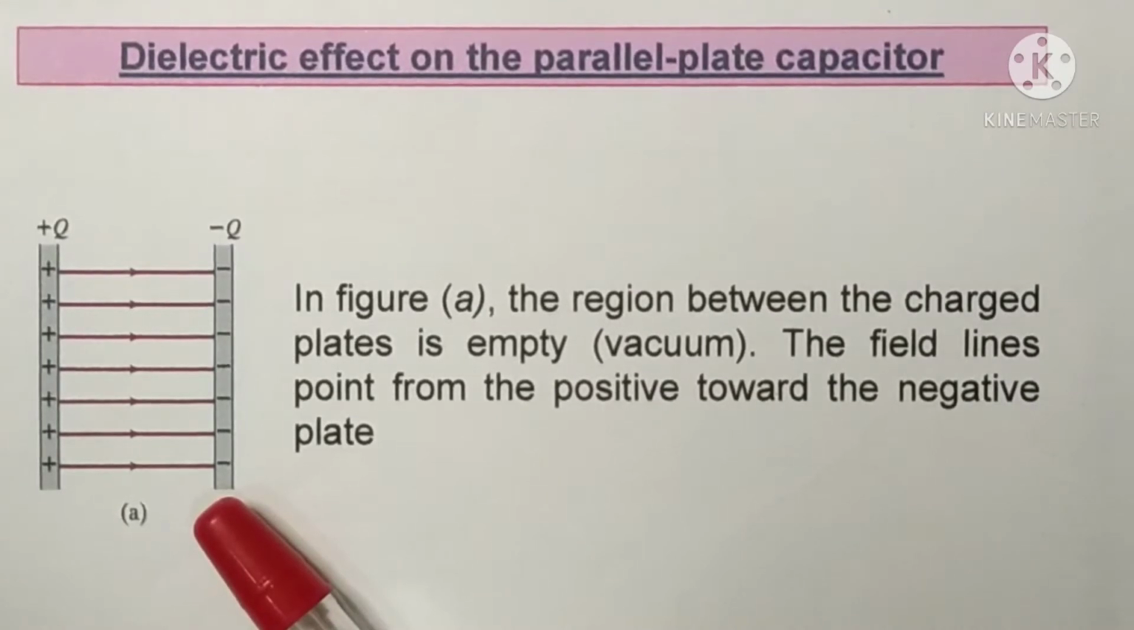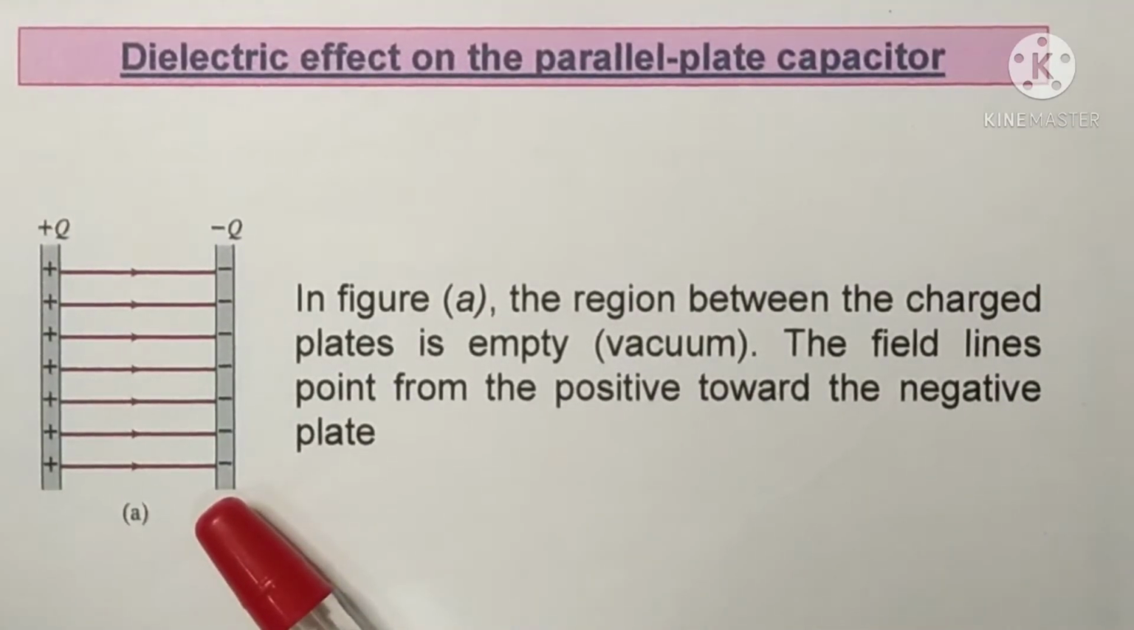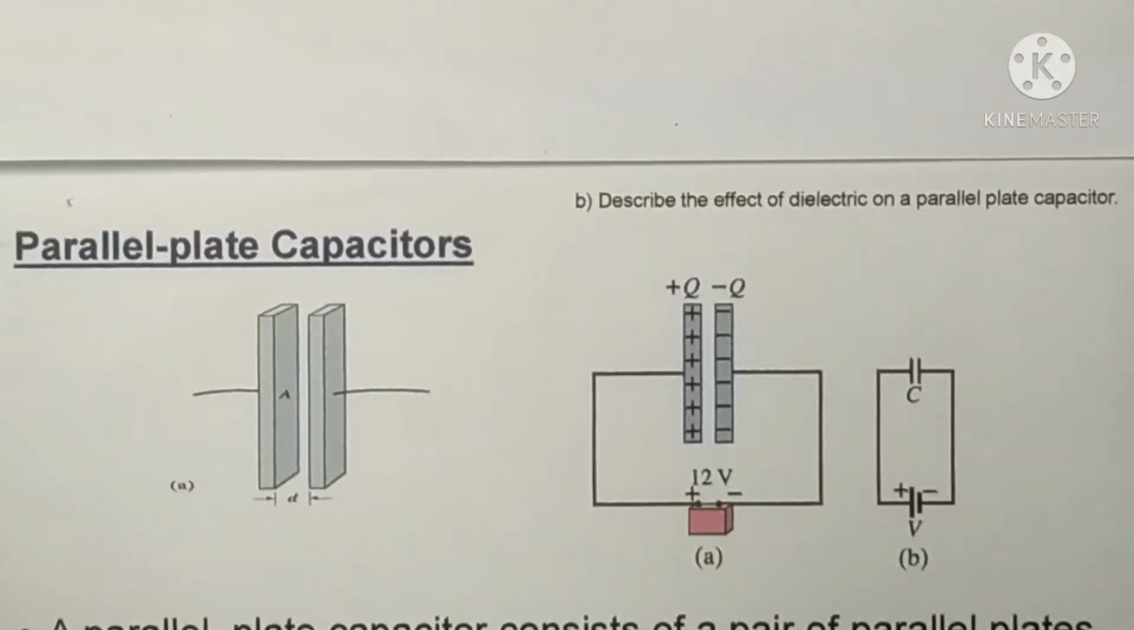The figure shows the region between the charged plates is empty or vacuum, and it shows field lines from the positive plate to the negative plate. Everyone knows that a parallel plate capacitor consists of a pair of parallel plates of area A separated by a small distance d.